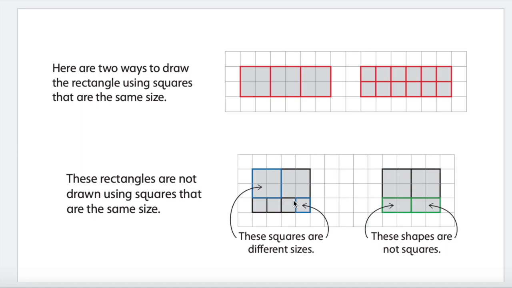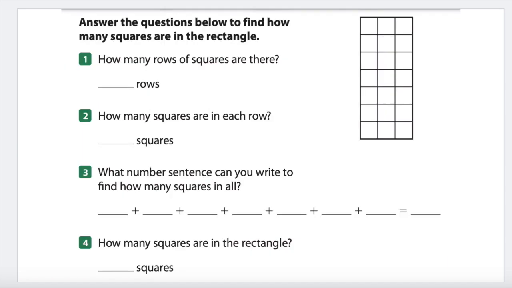Okay, so let's do some practice. Here's your assignment for today. On the first page, you're going to tell how many rows are in this rectangle, then tell how many squares are in each row, and then write a number sentence to show how you could add up that number in each row to get how many squares in all. And then down here, you'll tell the answer of how many squares in all.